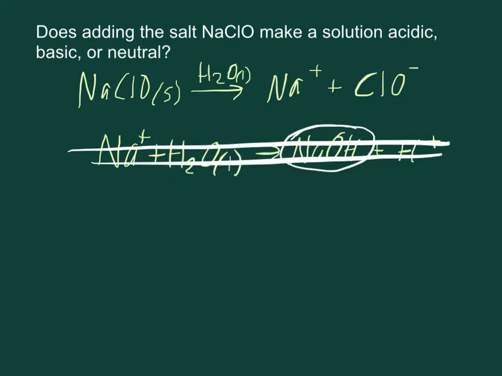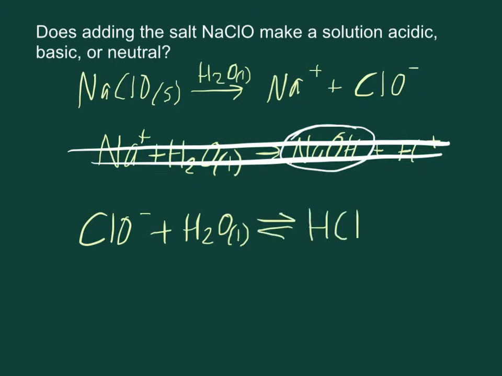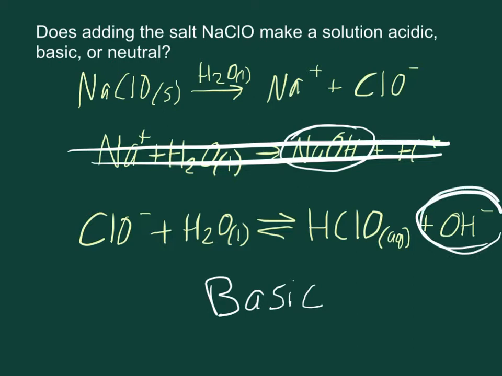If we look at the hypochlorite ion and react that with water, we'll notice that it's a base. It's the conjugate base of a weak acid, HClO. As it reacts, it's going to take an H from the water, and that is now going to leave an OH-. So it's acting as a base, and it's making it basic. This, therefore, will be basic because we have made OH-.